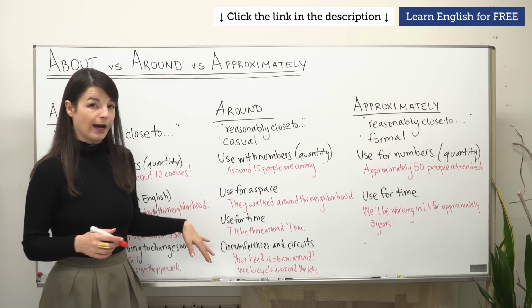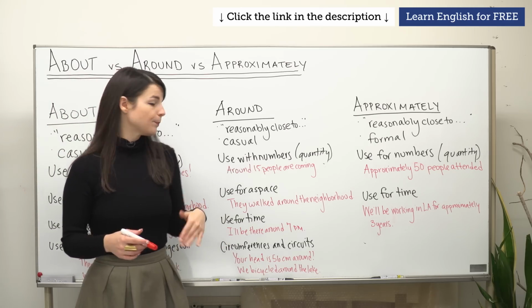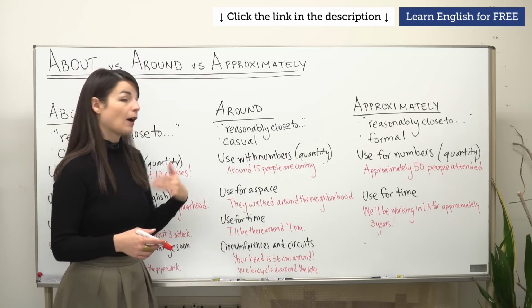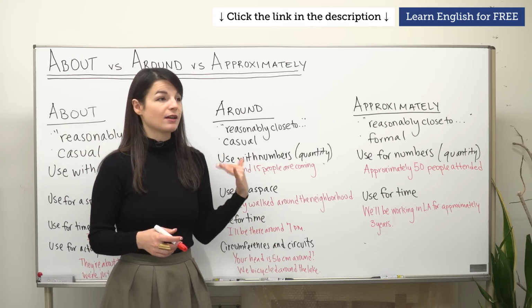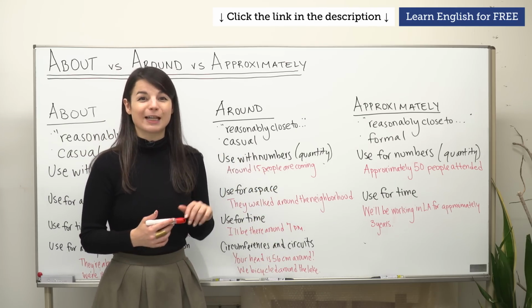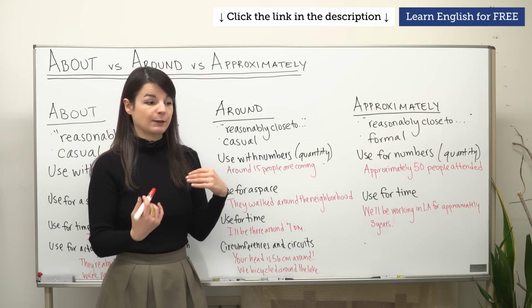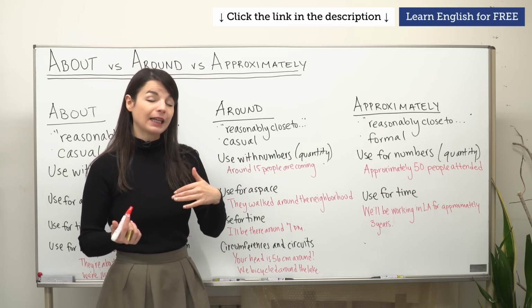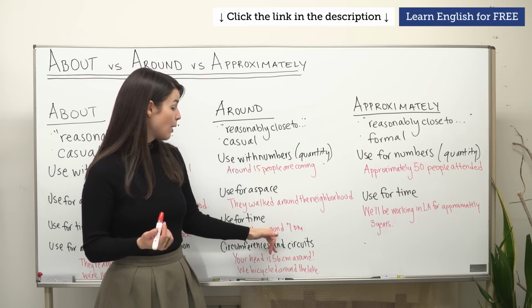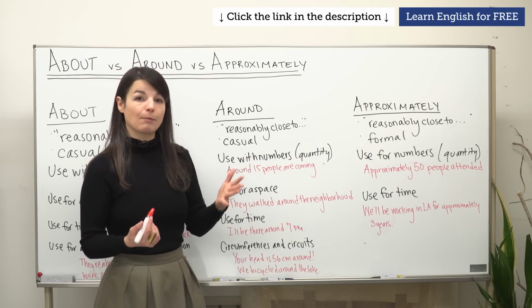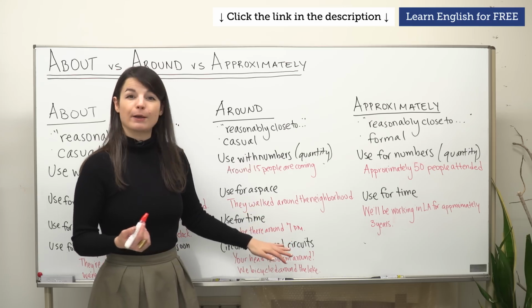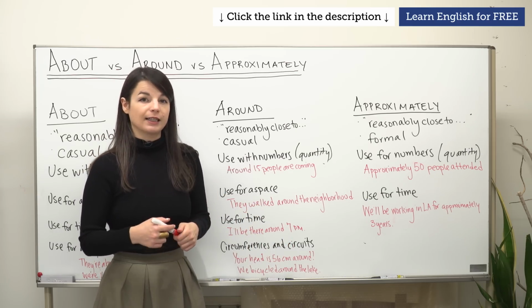We use this for time, as we saw with the word about. So for time, we can say, "I'll be there around 7 p.m." "I'll be there around breakfast," for example. So a time of day, a point in the day, or a specific o'clock, a specific a.m. or p.m. time, we can use around before that, just as we used about. So again, around and about have the same function in these sentences.